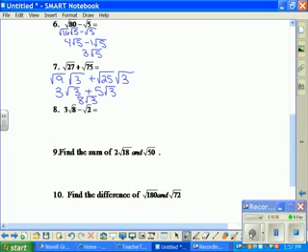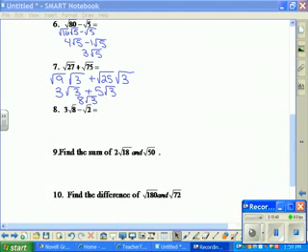8 radical 3. How many people got that right? Okay, I want you to try number 8, please.